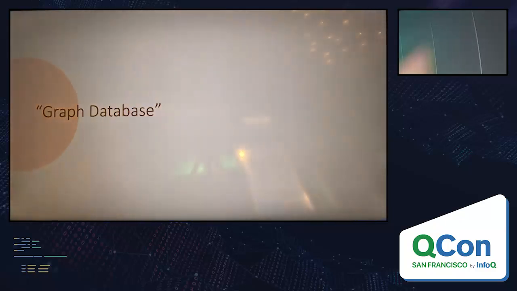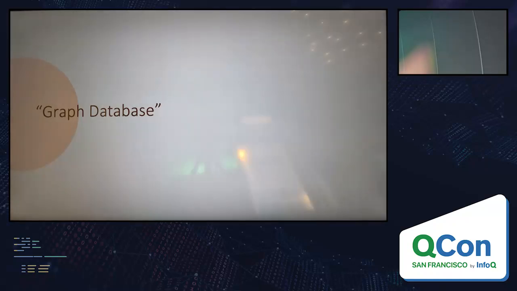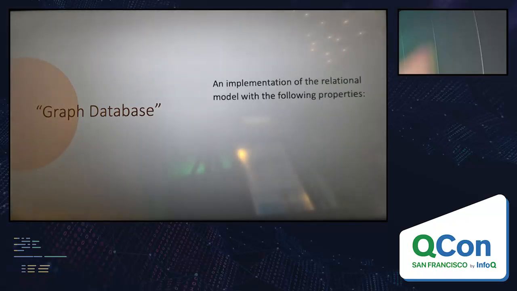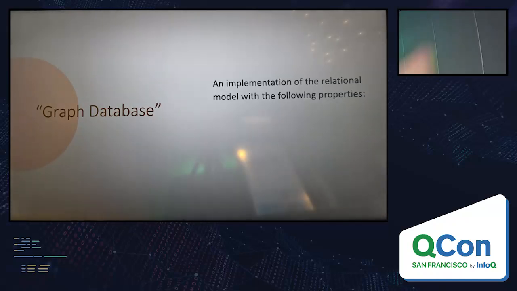Okay, so I'm kind of winding up. What I want to leave you with is a formal definition for what a graph database is. This is not as racy as the intro. Okay, a graph database is an implementation of the relational model with 4 properties.